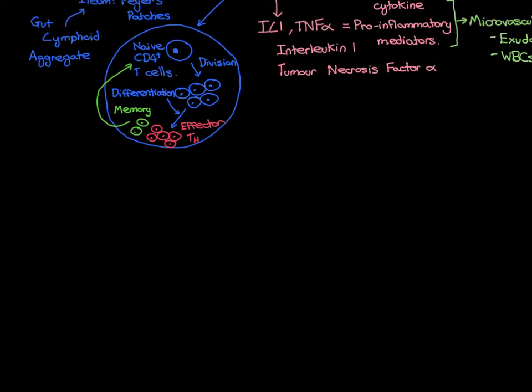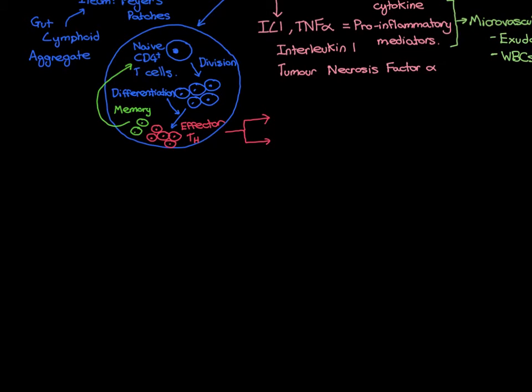Now let's talk about the effector CD4 positive T cells, or the effector helper T cells, and this is where it gets a little bit complicated. This is where I start to explain how Crohn's disease and ulcerative colitis are actually really different, because you're going to get a different type of effector helper T cell. So let me just draw some arrows in here.